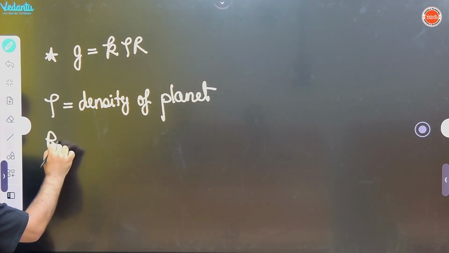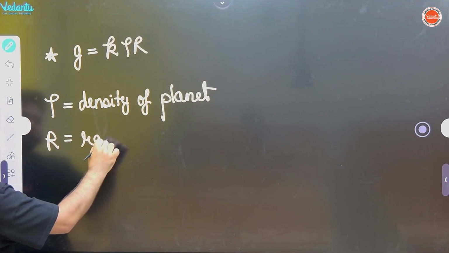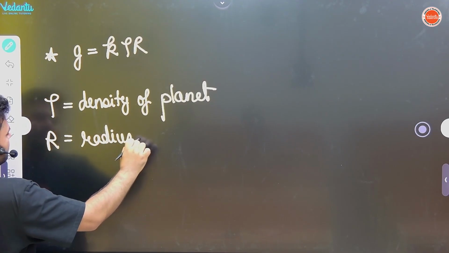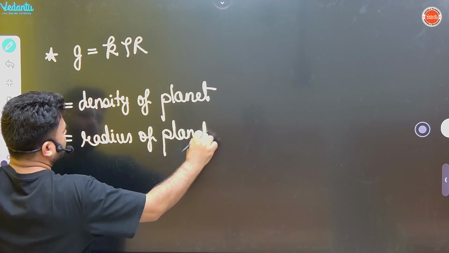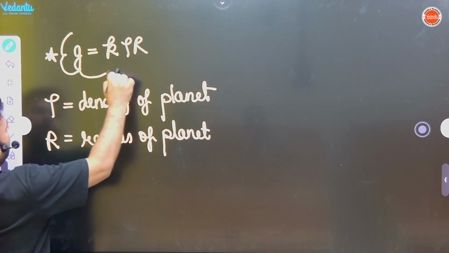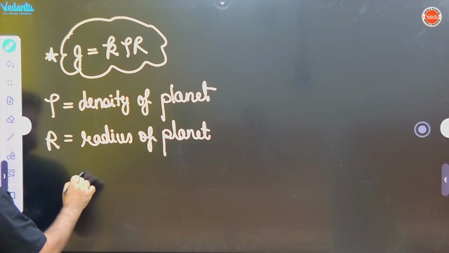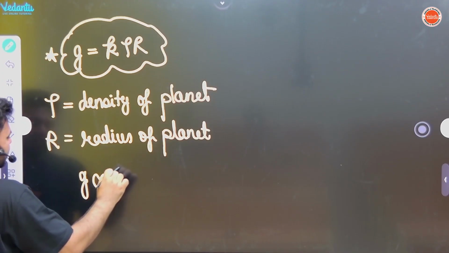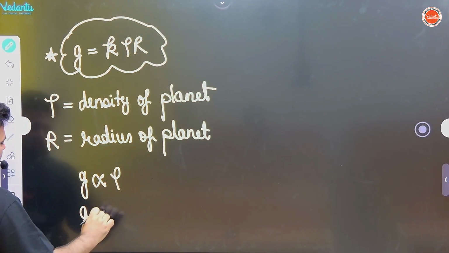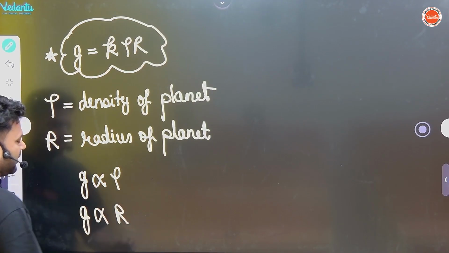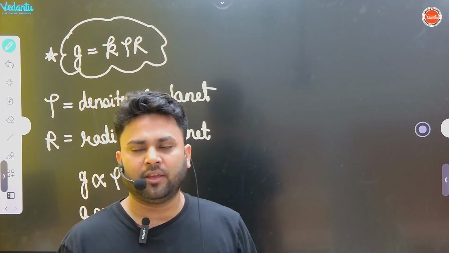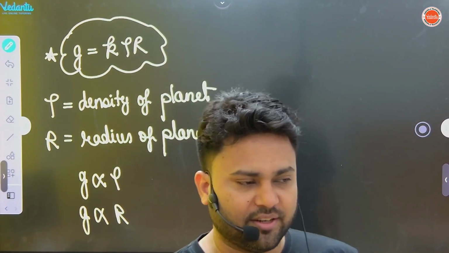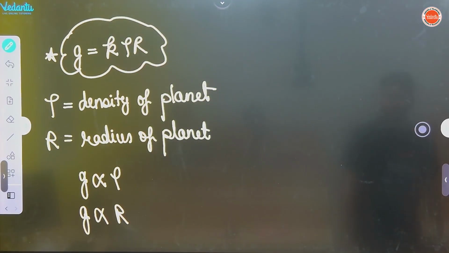What is R? Radius of any planet. So this formula is also important. You can see that G value is directly proportional to the density of the planet. G value is also directly proportional to the radius of the planet. Means if a planet has more radius, its G value will be more. If a planet has more density, its G value will be more.